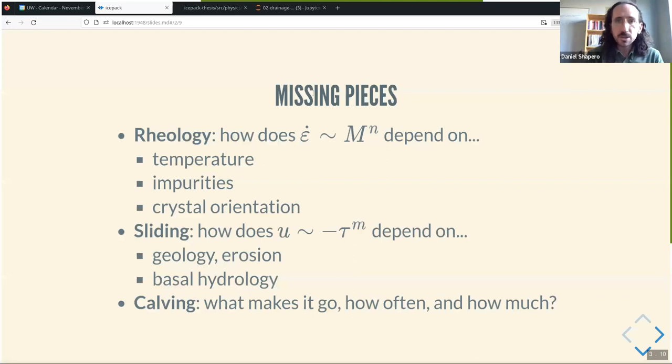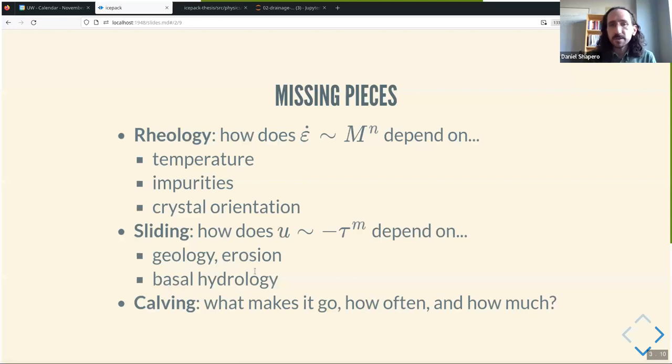Okay, so now what's missing in the sliding law? The big ones are geology. Is the ice flowing over hard crystalline granite, or is it flowing over glacial till or sediments? And really the holy grail problem is basal hydrology. How much meltwater from the surface is making it to the bed? How much meltwater is being generated at the bed itself? Where is that meltwater routed afterwards? And how does it affect sliding? This is a very challenging problem.